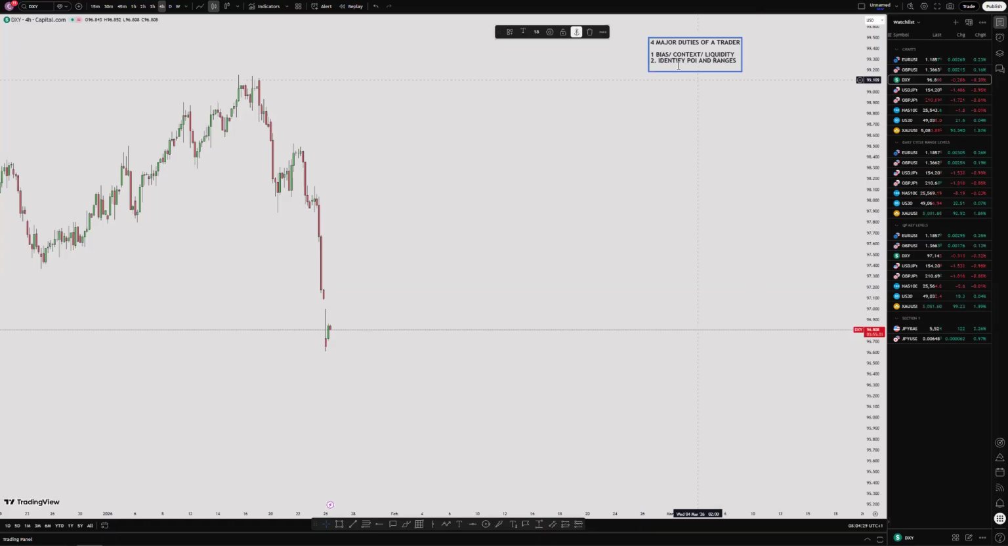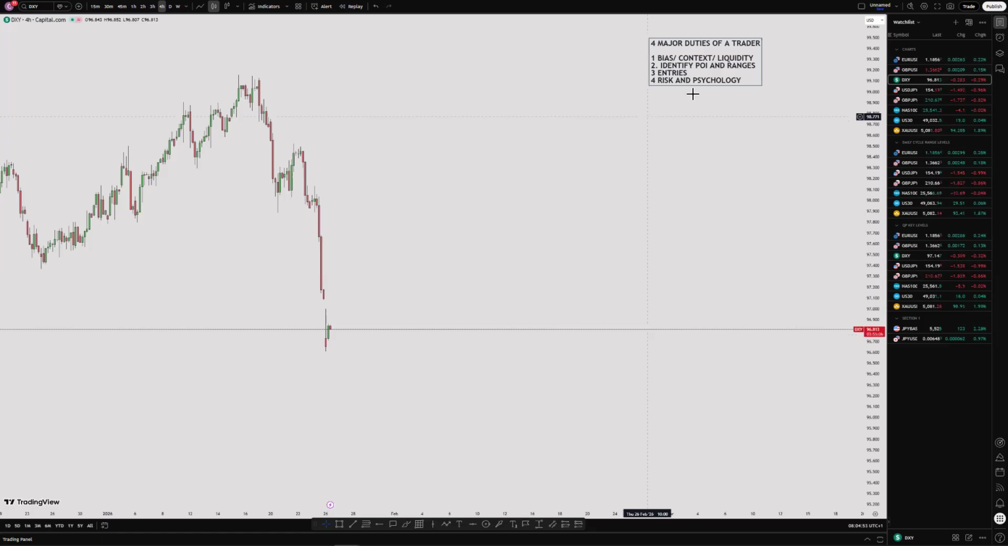Then number 3 is to identify what we call the entries. So what will be the entries? Number 4 is risk and psychology. These are the 4 major duties of every trader. Once you can identify these 4 things, you're good to go. Under these, the first and the second duty have questions that, if you can answer correctly, will give you a very good edge in what to do.